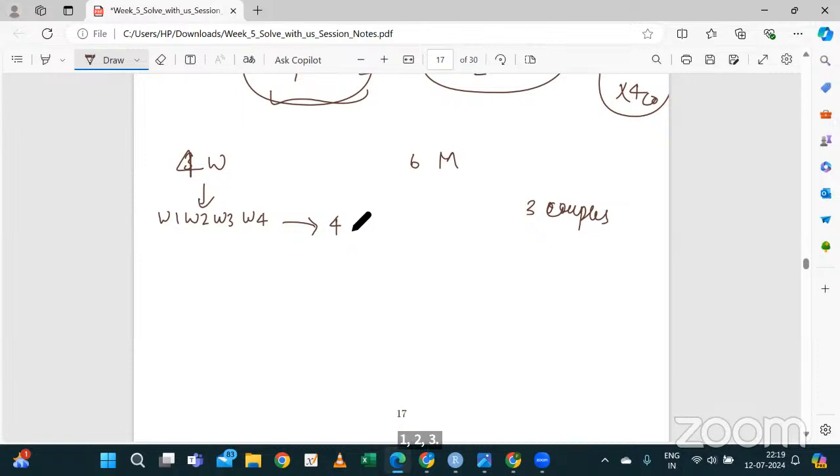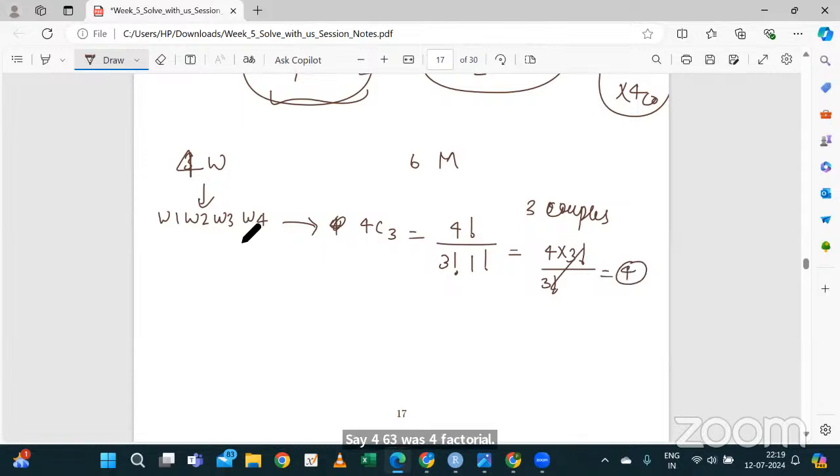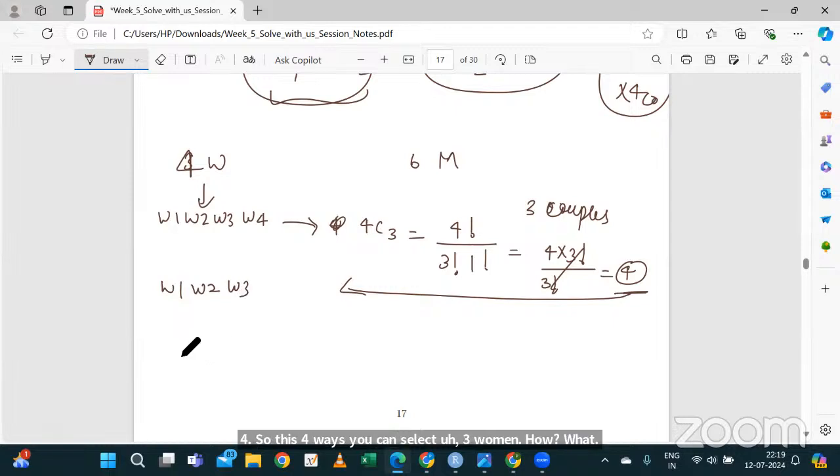No, you are arranging. I'm saying, in how many ways can you select 3 women. You are saying 4C3. I will tell you why. 4C3 is 4 factorial over 3 factorial into 1 factorial, so it will be 4 into 3 factorial, and 3 factorial gets cancelled. So this is 4. What is this 4 actually? You can select W1, W2, W3. You can select W1, W3, W4. You can select W2, W3, W4.